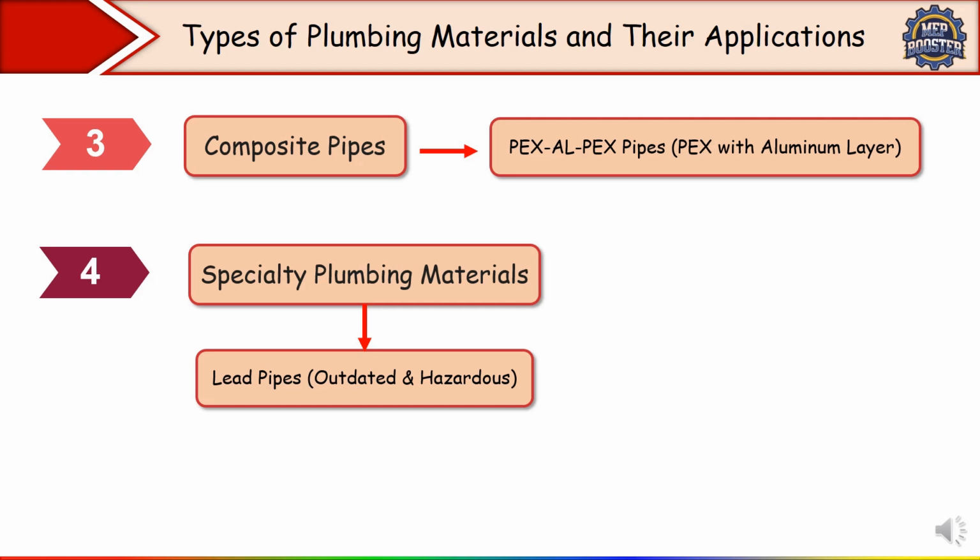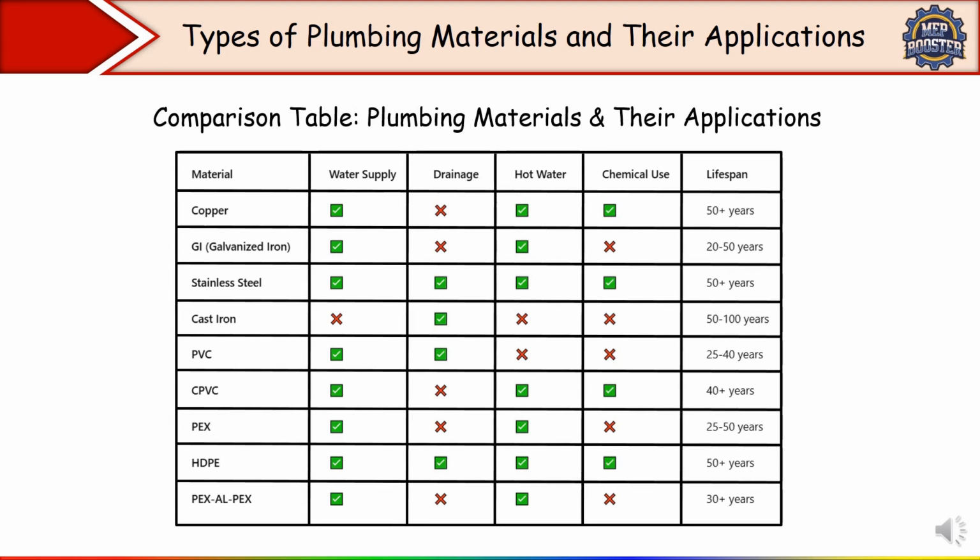And the current status of this pipe, lead pipe, is what? It is outdated and banned for use in new plumbing systems. Okay, existing lead pipes in old buildings are often replaced with safer alternatives like copper or PEX, normally we are using. So now this slide presents a comparison table of various plumbing materials showing their suitability for different applications and their typical lifespan. So here we'll show you the detailed explanation of each row.